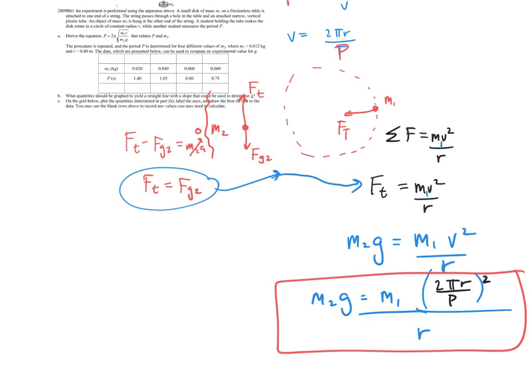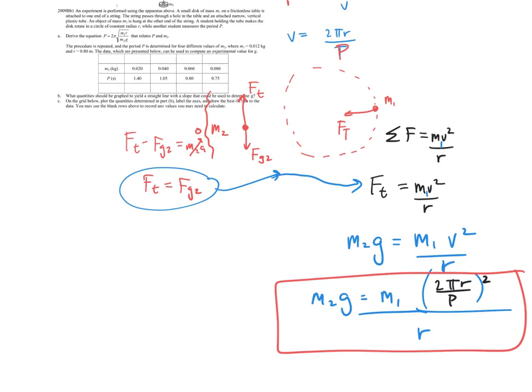All right, that's part A. After part A, it says the procedure is repeated and the period P is determined for 4 different values of M2. So M2 is what they're changing, I see it, where M1 is 0.012 and R is 0.80.